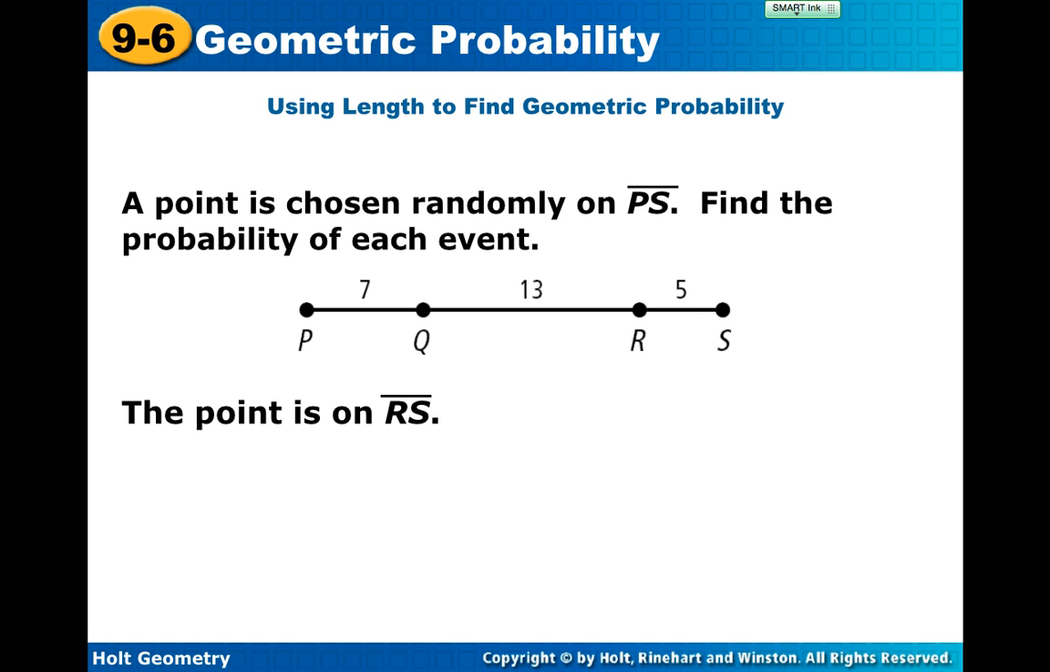5, compared to the whole length of it, which Jack said was 25. So the probability here is simply 5 out of 25, which reduces to 1/5. It is just the length of RS compared to the length of the whole PS segment, reduced. Probabilities can be expressed in fractions.